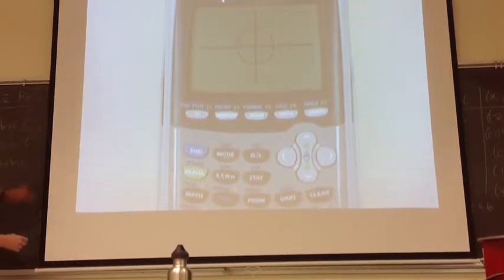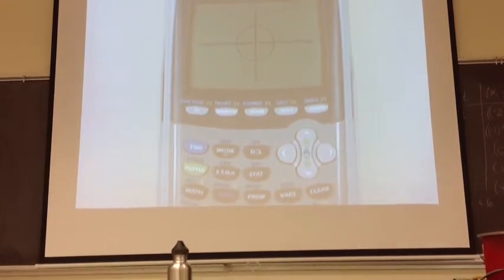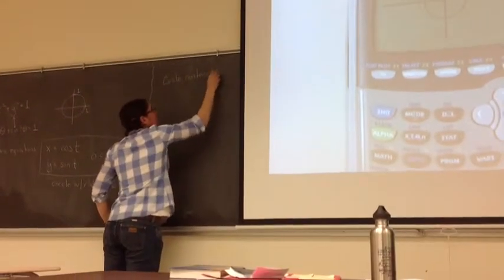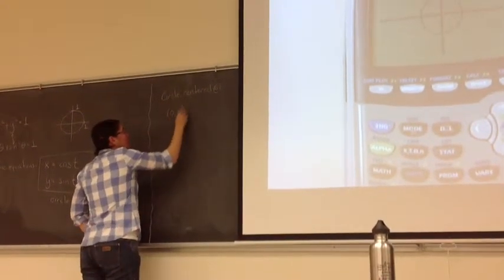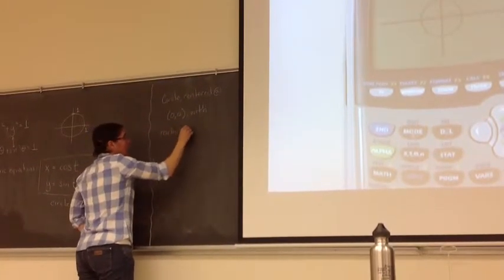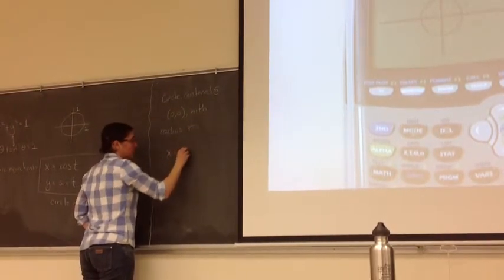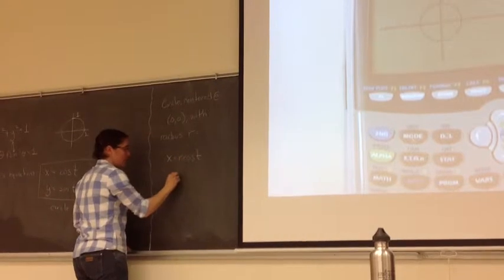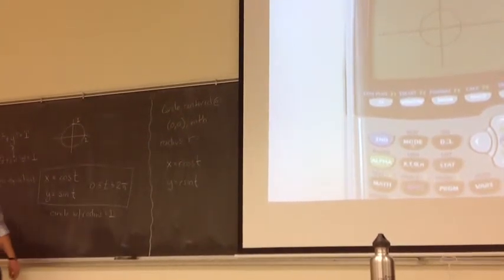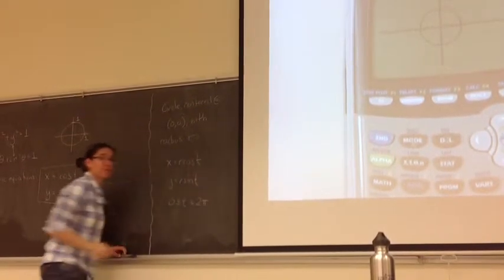And so, in general, what I can write here is that a circle centered at (0, 0) with radius r has parametric equations x equals r cosine t, y equals r sine t. And if you want to get the entire circle, then your t value should go between 0 and 2 pi.